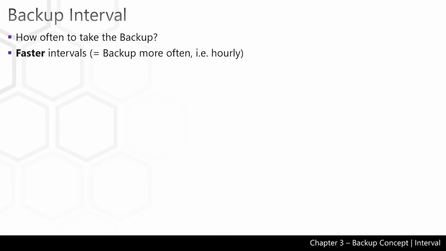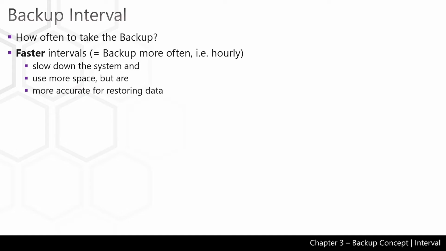But faster backup intervals usually slow down the system, because each backup takes up some system resources, because taking a backup needs some CPU, some network bandwidth and some storage. And depending on how your system is configured, whether you have a dedicated backup network, dedicated backup servers, agents, etc., or you're in a smaller environment where everything runs on one system, the performance impact would be considerable or just a little bit. That's what you have to decide as an IT professional for your customer. Faster intervals usually take up more space, but they are more accurate for restoring data.